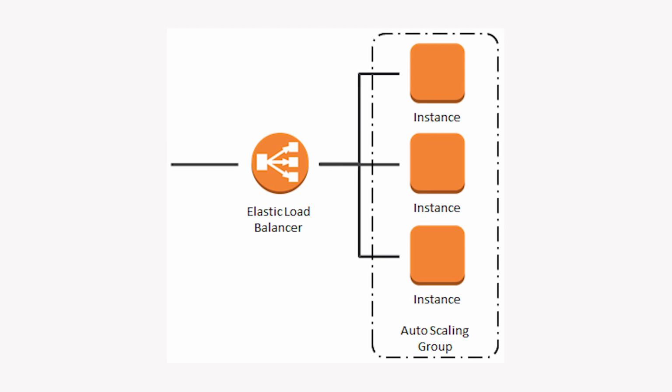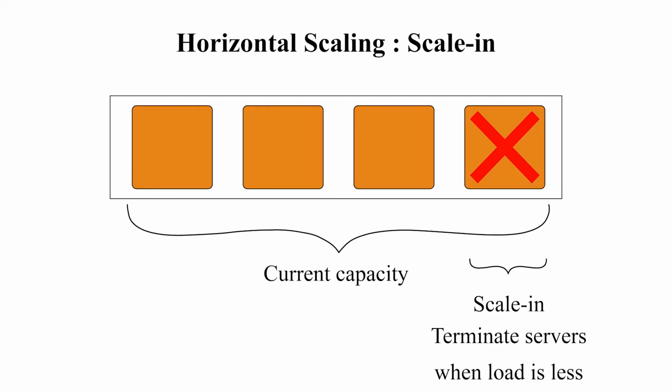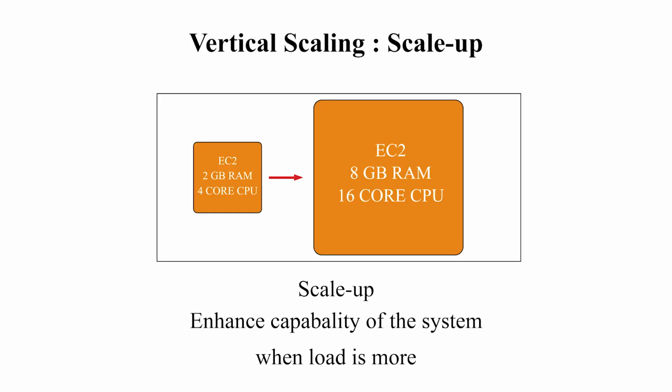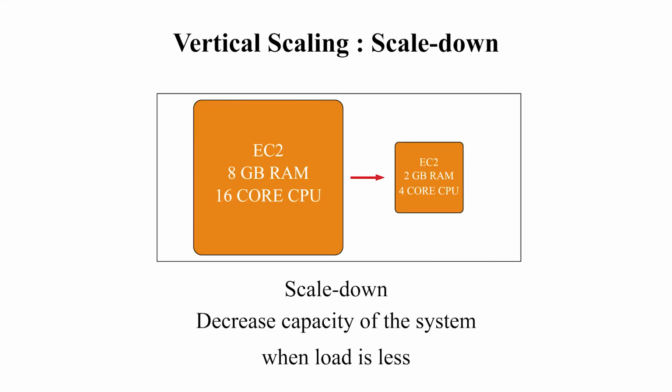This kind of scaling is called scale out, and the opposite of this is when there is less demand, you might want to terminate a few of your instances. That's called scale in, and this kind of scaling is called horizontal scaling. There is another kind of scaling called vertical scaling, where if the demand increases, you can upgrade your existing system to a higher configuration. Suppose it is using 10 virtual CPUs, you can scale up to 50 virtual CPUs with enhanced RAM or enhanced CPU capacity. That is called vertical scaling, and when you enhance the capabilities, it is called scale up. When you downgrade the capabilities, it is called scale down.